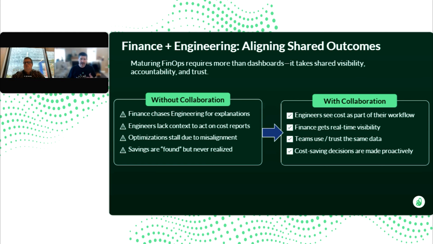Without collaboration, finance is always going to be chasing engineering, asking questions. With it, engineers get to see cost as a part of their workflow, and it becomes a part of their domain. It's something that they start to understand. Without collaboration, engineers just don't understand the context of cost. They don't understand if it's their problem or the other team's problem, or if it's just the way it's got to be. It's got to be this expensive.